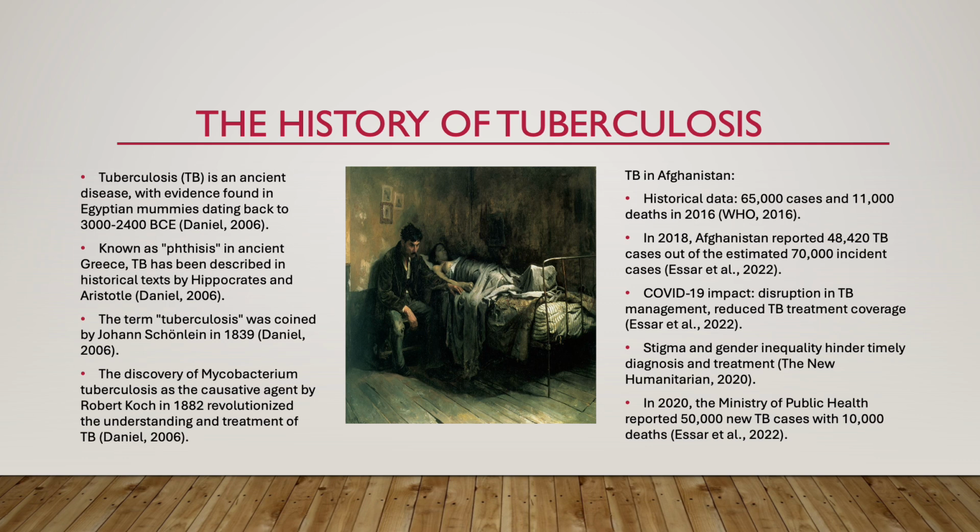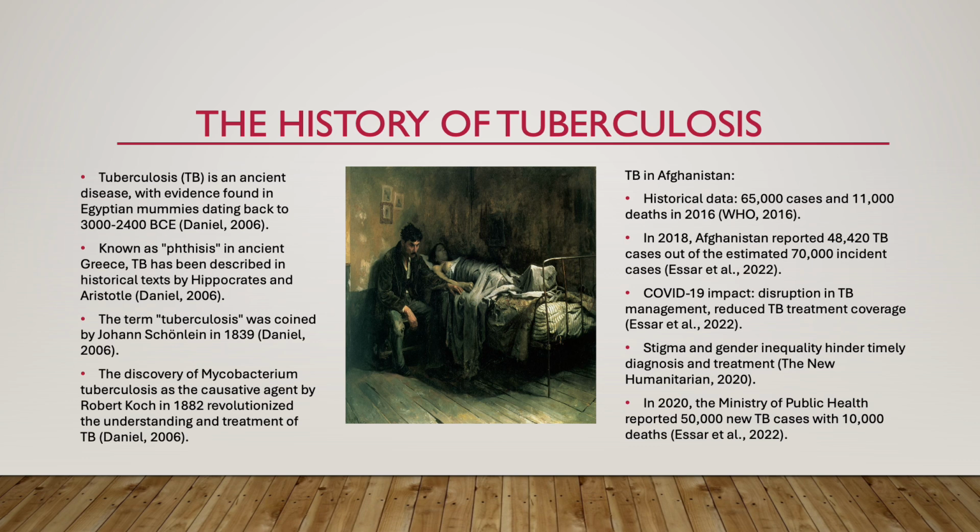Historical perspective of TB in Afghanistan. TB is an ancient disease with evidence found in Egyptian mummies dating back to 3000 to 2400 BCE. It was known as phthisis in ancient Greece, described by Hippocrates and Aristotle. The term tuberculosis was coined by Johann Schönlein in 1839, and Robert Koch's discovery of Mycobacterium tuberculosis in 1882 revolutionized TB understanding and treatment. In Afghanistan, historical data shows 65,000 cases and 11,000 deaths in 2016.